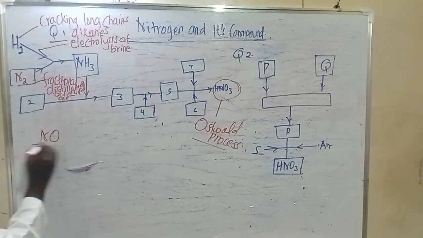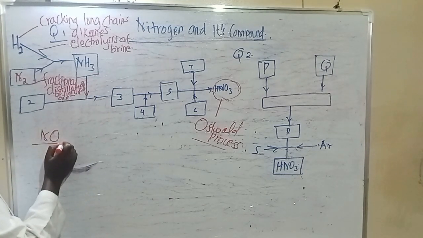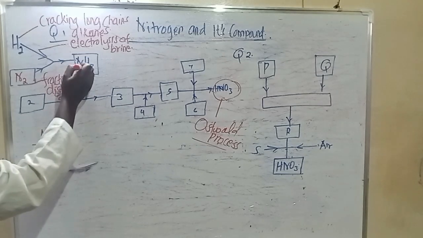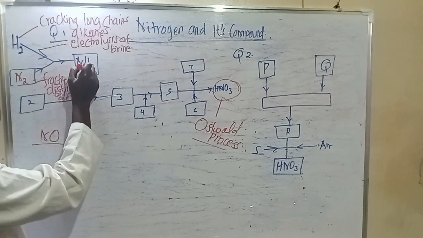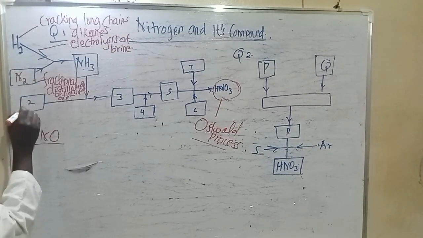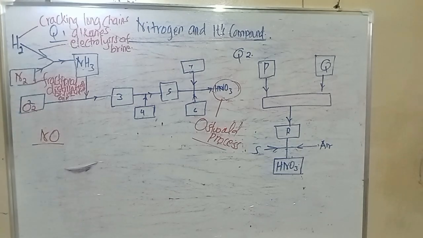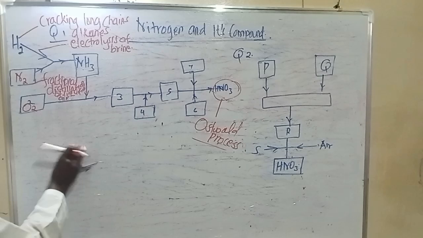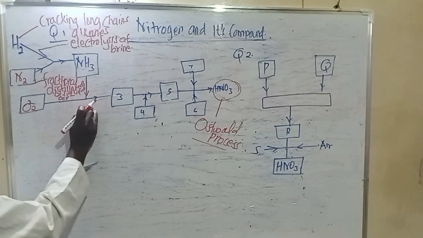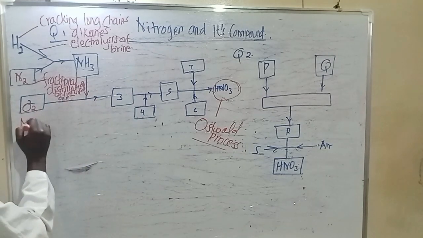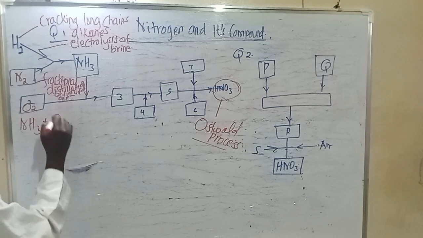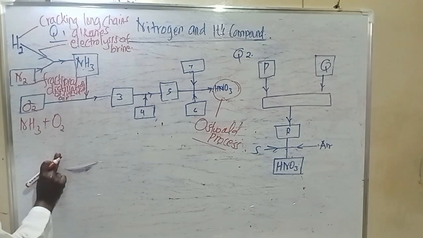So for us to form our nitrogen 2 oxide, what we're going to do is react our ammonia with oxygen gas. So in 2, we are going to say here we have our oxygen gas. Once you get your oxygen gas, what is going to happen? The reaction that is going to occur here is you're going to write your ammonia and react it with oxygen.